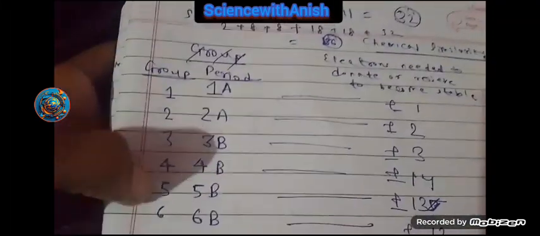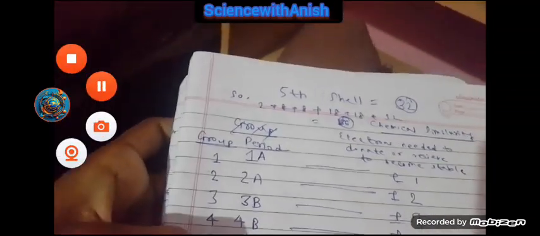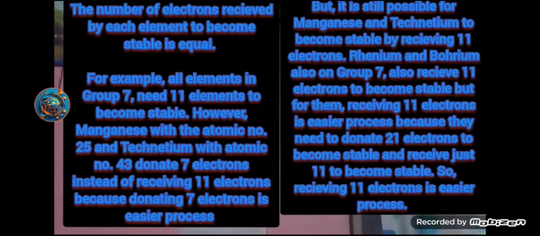Hopefully you understand everything about the arrangement of elements in the periodic table. Now to recap these concepts, all you need to do is pause the video and look at it.